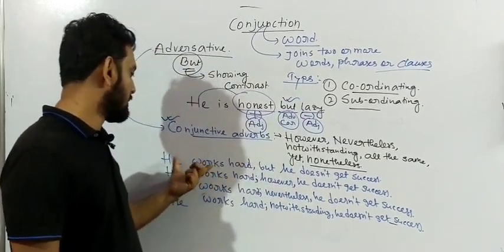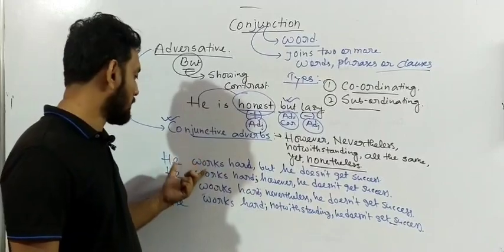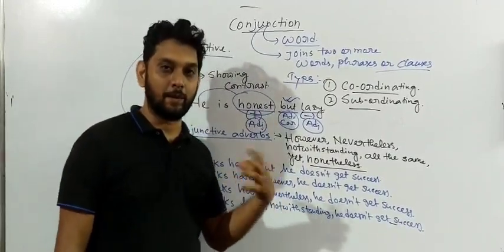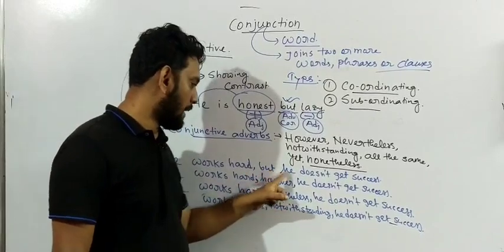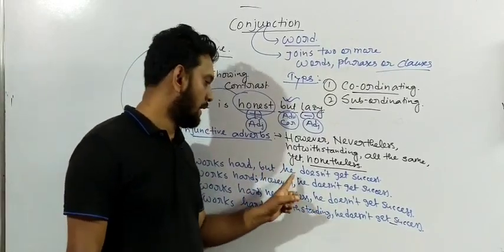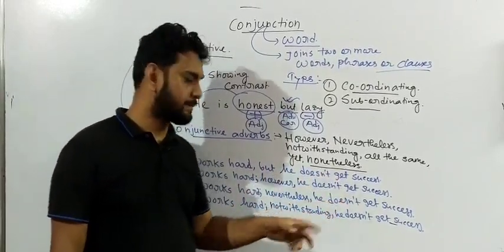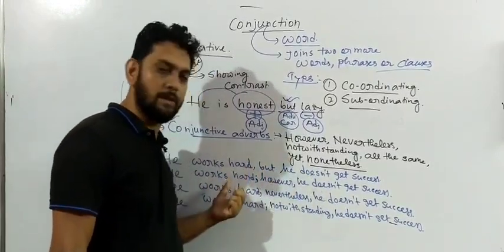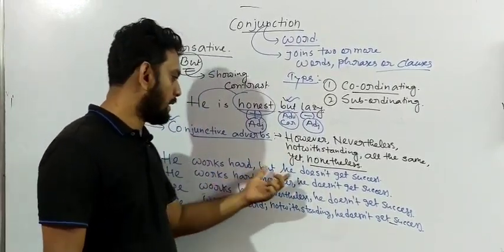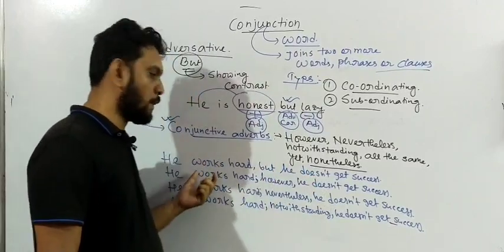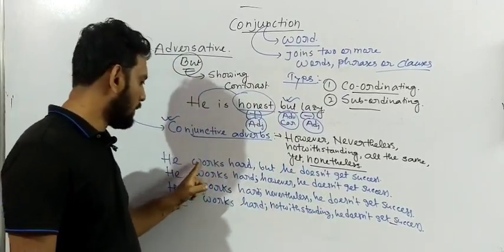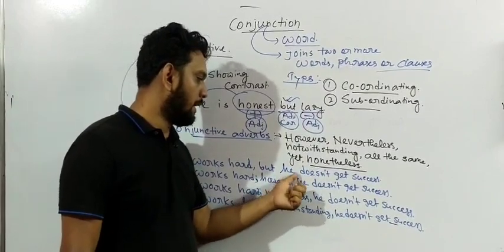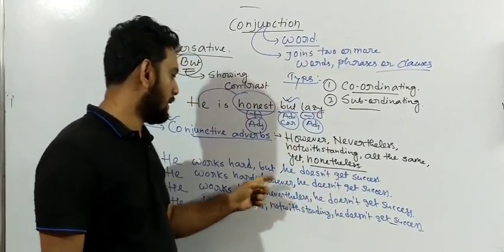The first clause, he works hard, is written in the positive sense, and after but we have written the negative sense, he doesn't get success. You can also switch both of the sentences. You can take this sentence in the forward direction, and he works hard you can move to the next part. You can write it this way: he doesn't get success.